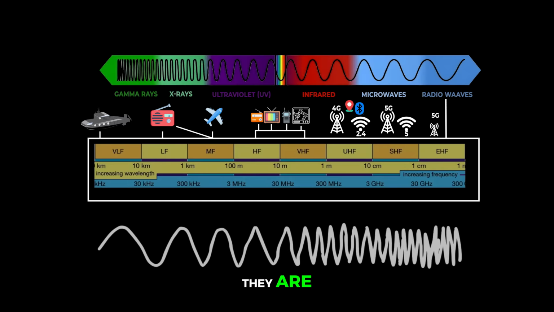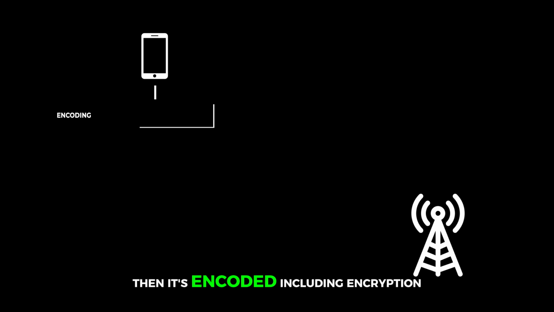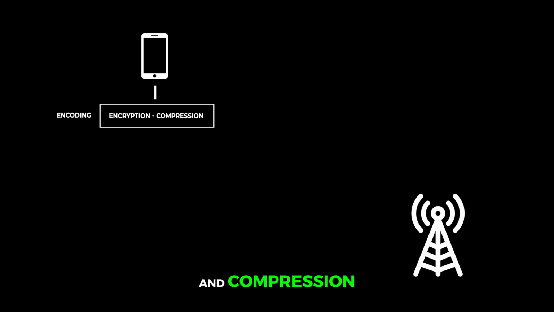Now that we know where they are, let's talk about how these signals are transmitted and received. Let's say you have a phone and a cell tower. Before your phone sends out any data, it goes through a few steps. When you make a call, the first thing that happens is your voice data gets digitized. Then it's encoded, including encryption and compression. Compression is important because the smaller the data, the faster and more efficiently it can be sent. Encoding also includes error correction and other processing.